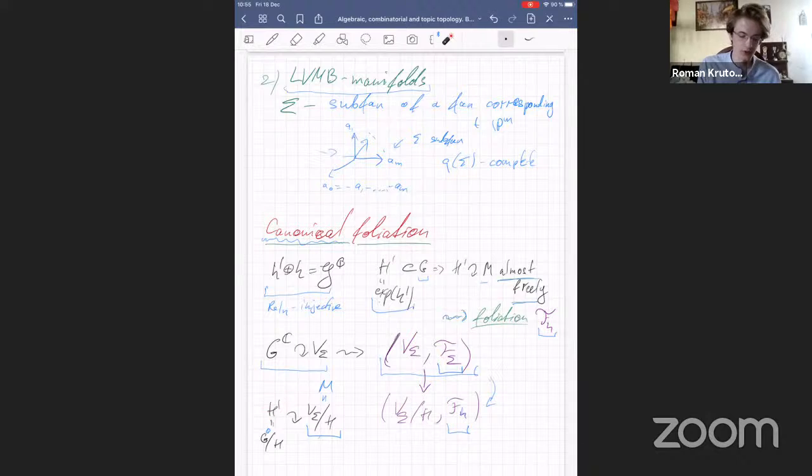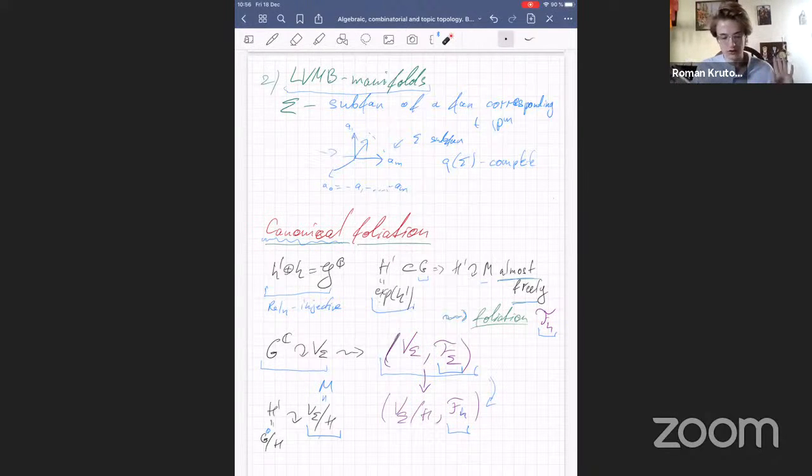And the group H prime is equal to the quotient of the group JC by H, since the groups are connected, and V sigma quotient by H is our manifold M. So obviously this action here goes down to this action here, and leaves of this foliation F sigma project down to the leaves of our canonical foliation.